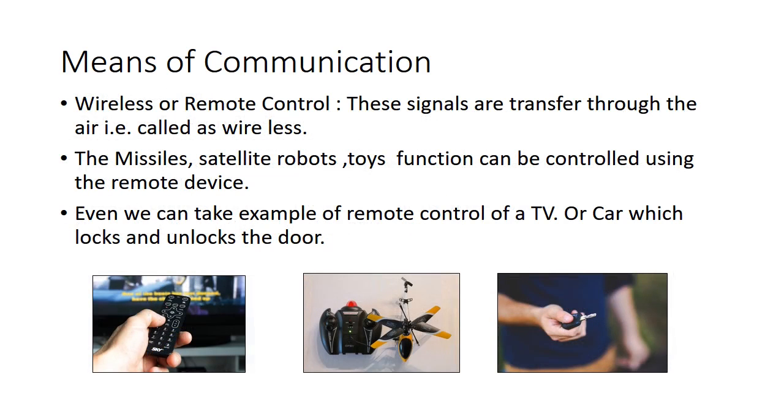The next application is wireless or remote control. These signals are transferred via air, that is called wireless. The applications are missiles, satellites, robots, and toys, which are controlled using a remote control device. Even we can take an example of a remote control for a TV or a car which locks or unlocks the door.